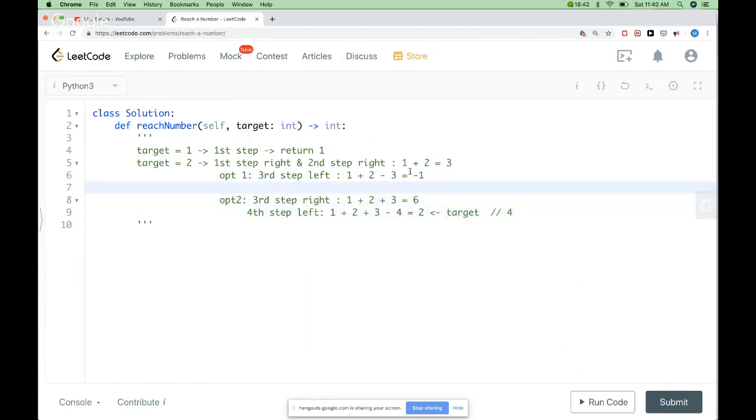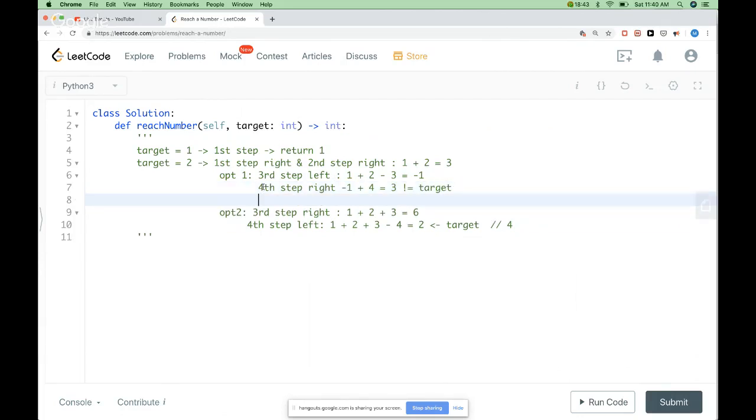So let's see if the other route gives us a smaller number. If we go fourth step right, we get minus 1 plus 4, which would be 3. So we are still different than target. No need to continue further because we already found the min that reaches at the fourth step, right? What if we go fourth step left, then we get minus 5, and that's also not good either. So that means this was a good solution.